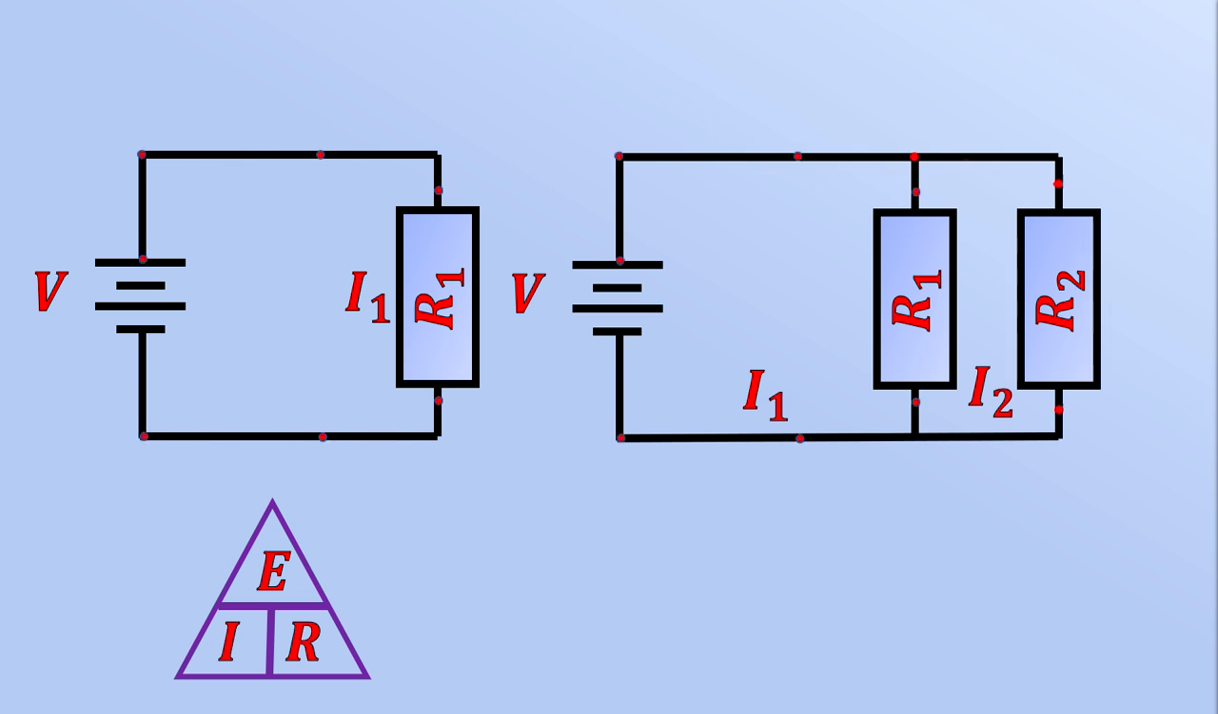So for the circuit on the left, we can use Ohm's law to solve for just about any of those components. If we're given two, we can find the third one. Now the one on the right, this is where we use the 1 over RT equals 1 over R1 plus 1 over R2 to get our total resistance.